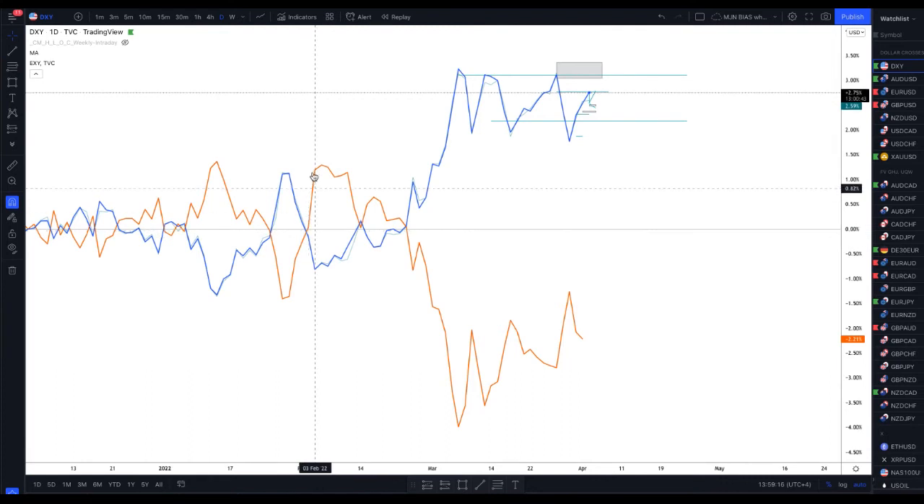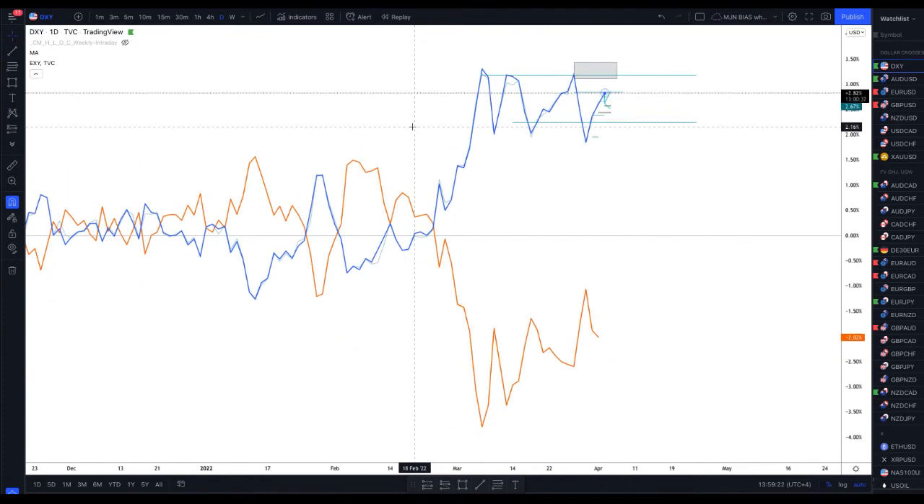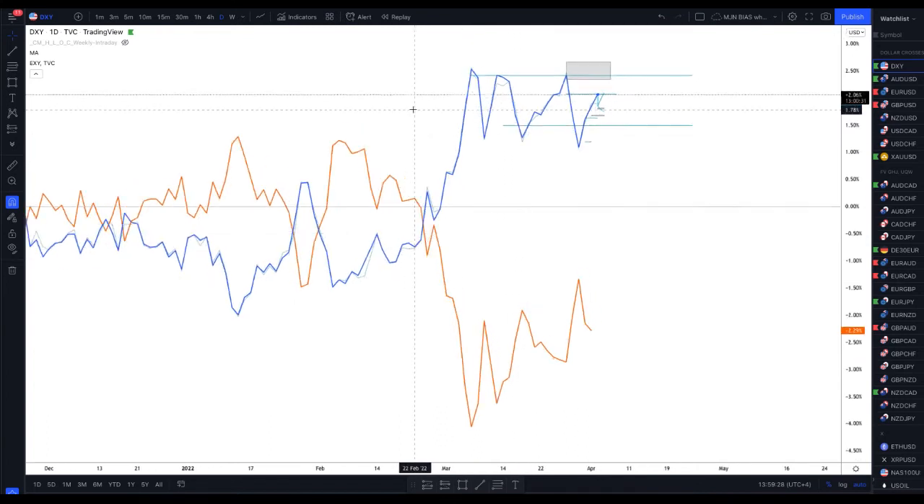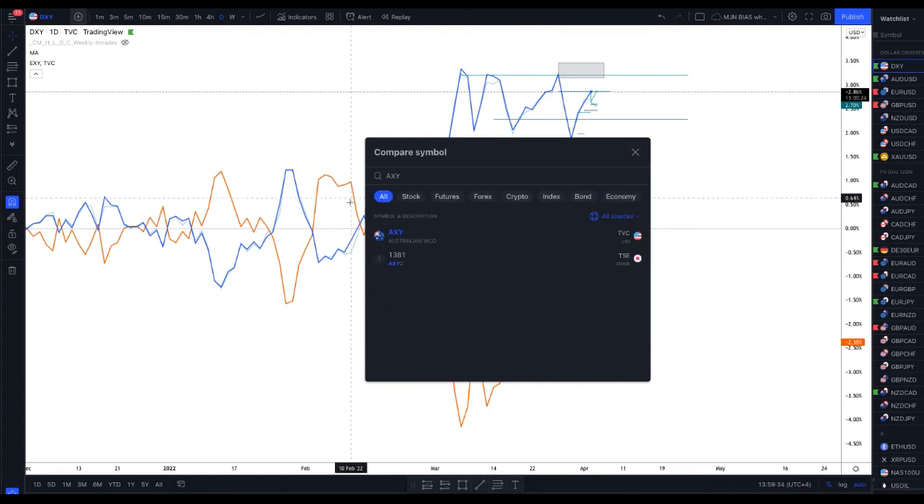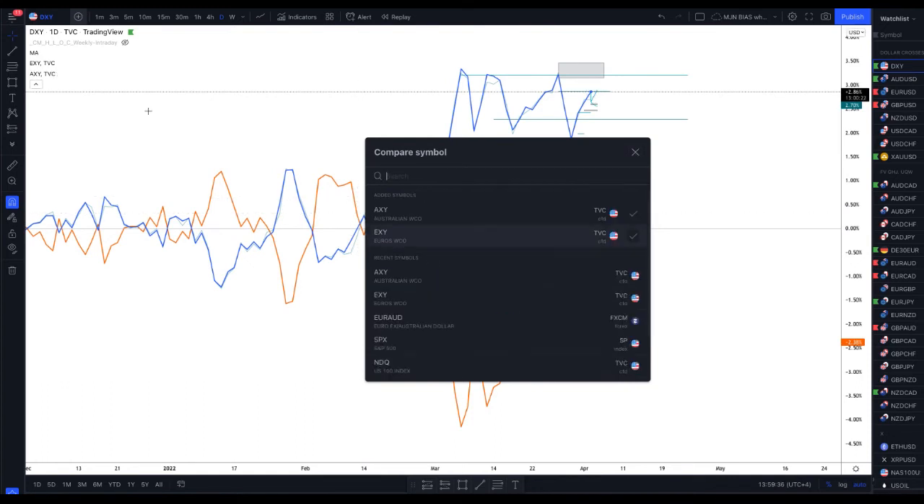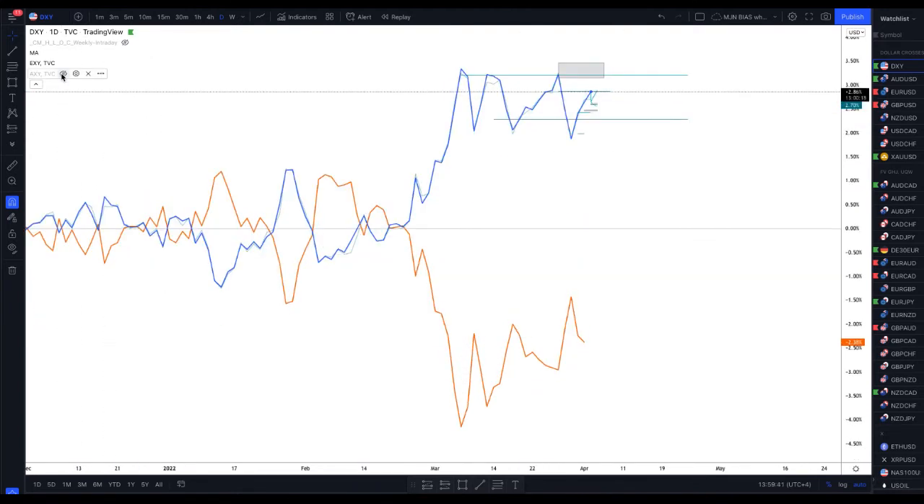So when the euro goes up, the dollar comes down. You can see straight away how it influences the other currency, right? Now what you can also do is add more of these on here. I'd probably say just do one at a time. AXY, okay? And you can close these off just like you can with indicators.